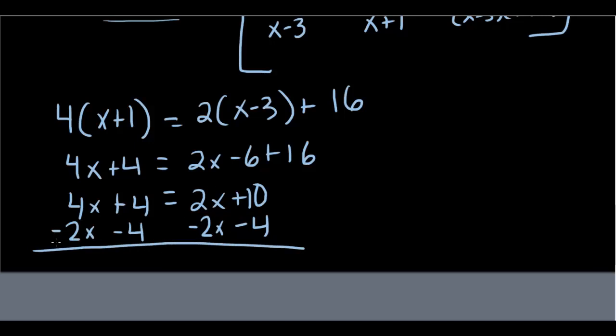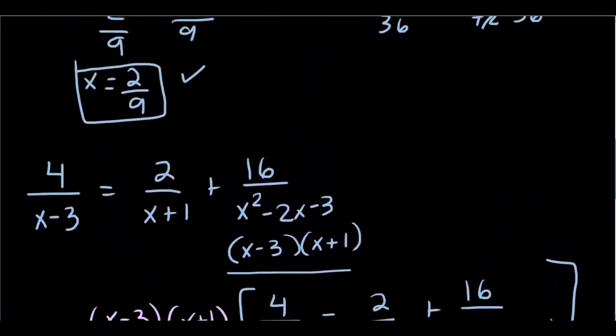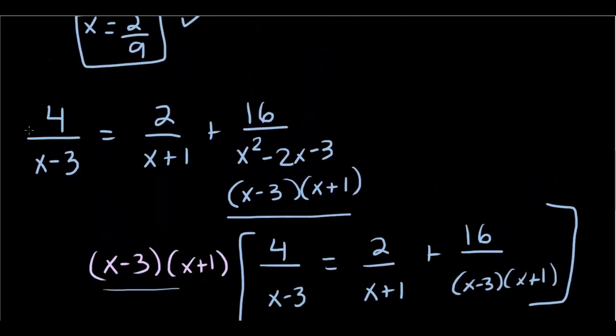Why? Because I want to have all the variables on one side and all the constants on the other side. So 4x minus 2x, that is 2x, equals 10 minus 4, that is 6. So I'm hoping you can see that x equals 3. Now again, we're not done. We have to go back and plug in the value into the original equation. So that's what I'm going to do.